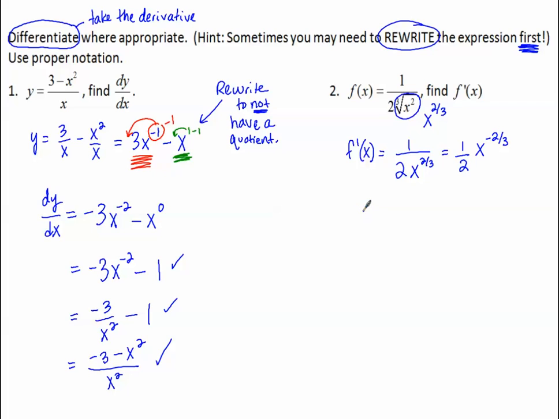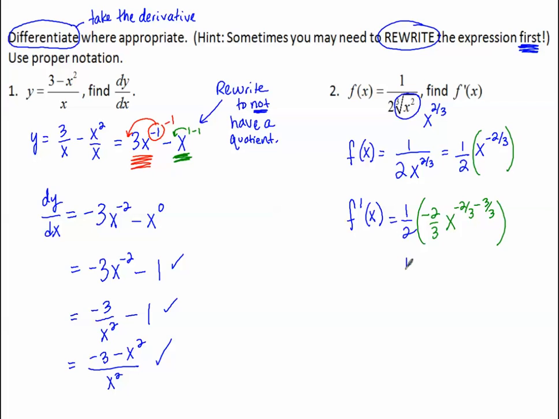Now remember the constant multiple. Oh, I'm sorry, I put a prime there. That's not correct. I don't have a derivative yet. Let's get rid of that prime that's there. F of x. Now I will go to f prime of x, the derivative of f of x. Remember, when we're working with constant multiples, we can ignore them and do this derivative first. Leave the 1/2 there. Do the derivative of this part by multiplying by the negative 2/3. And then subtract 1 from the exponent. Negative 2/3 minus 1 is negative 5/3, so that I have a common denominator.